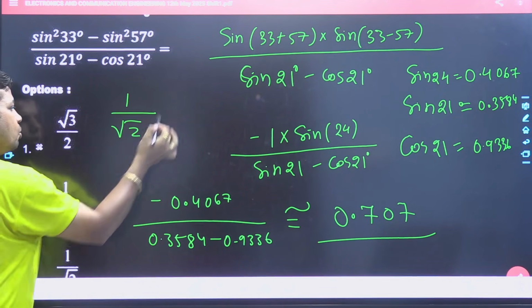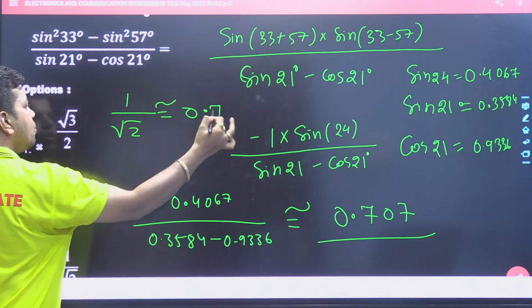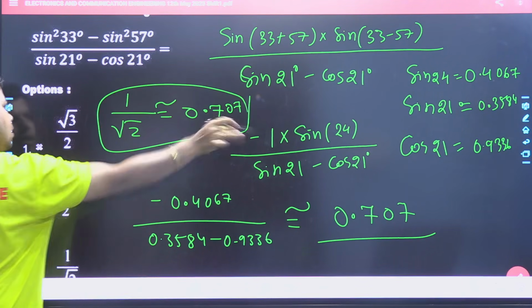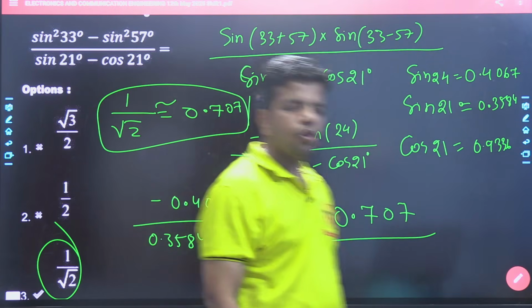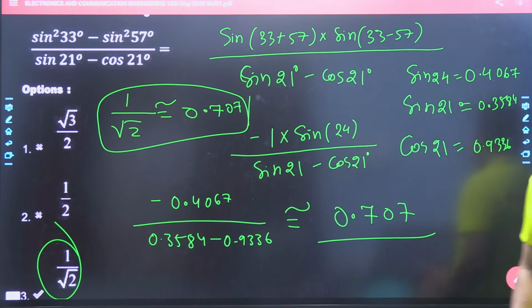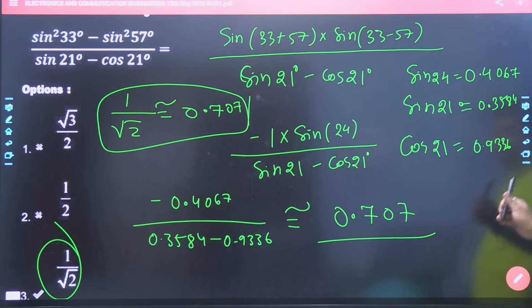and we can identify that value as 1 by square root 2, which is equivalent to 0.707. You can go with this answer. Got it? So that would be the way to find the final answer. Let's move to the next question.